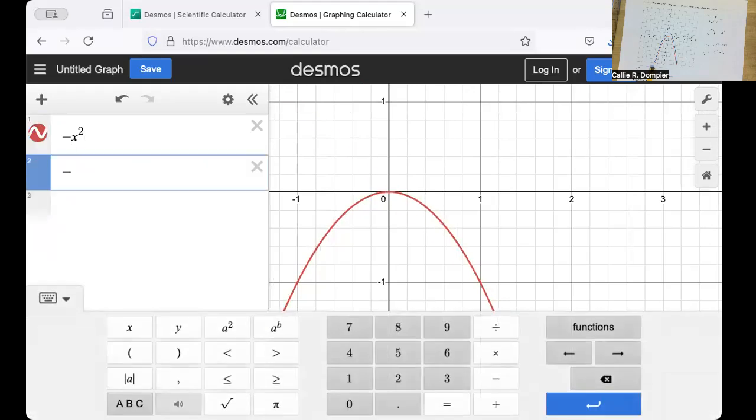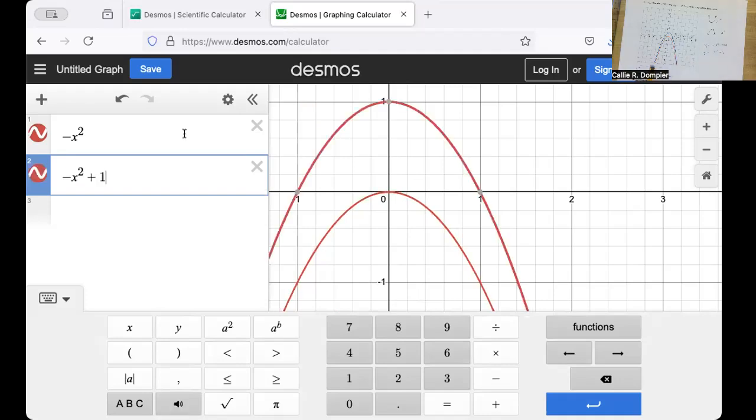So we think negative x squared minus 1. Nope, not minus 1. That'll move it down. How about plus 1? That'll move it up. So I'm going to say that the equation of the blue curve is y equals negative x squared plus 1.